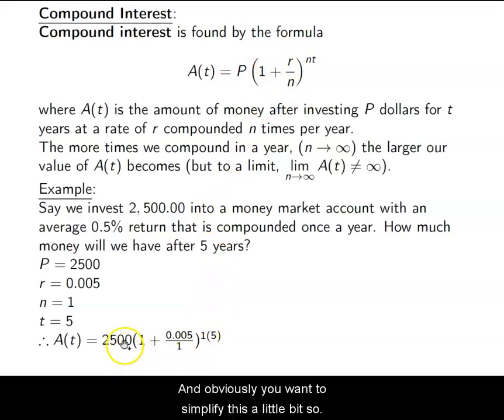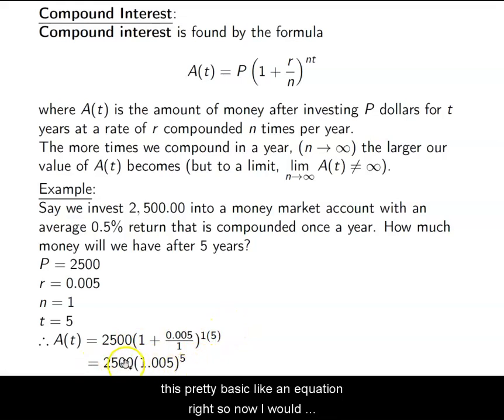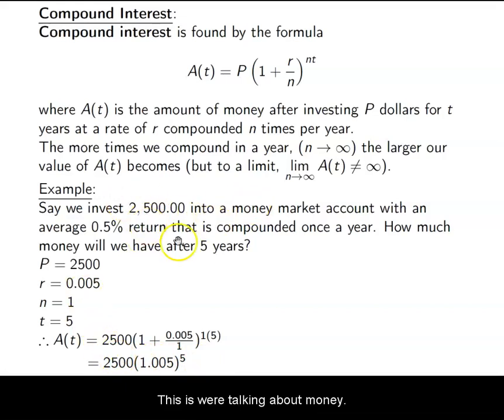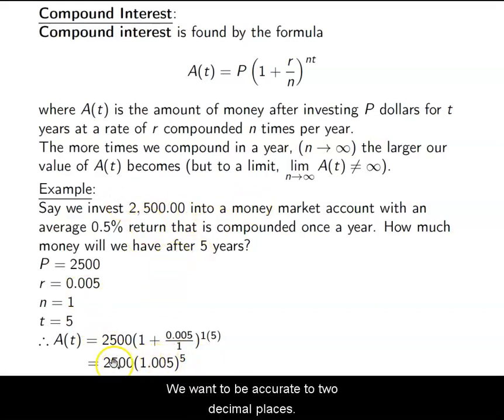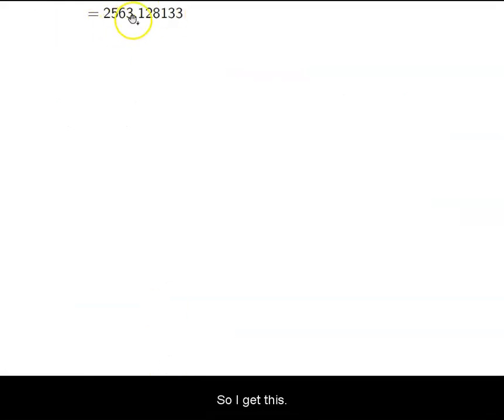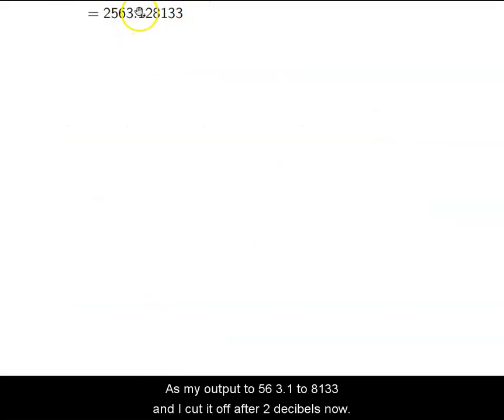Obviously we want to simplify this a little bit. 0.005 divided by 1 is just 0.005. 1 times 5 is just 5. So this simplifies pretty nicely into this pretty basic looking equation, right? Now I would plug this into my calculator and find my value. And since we're talking about money, we want to be accurate to 2 decimal places. Okay.